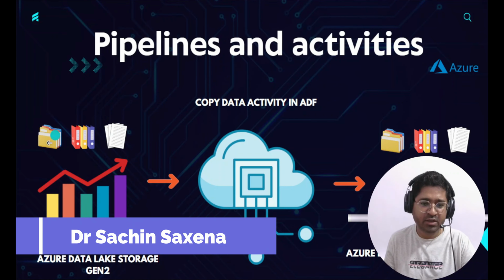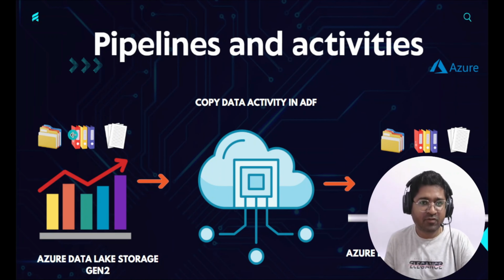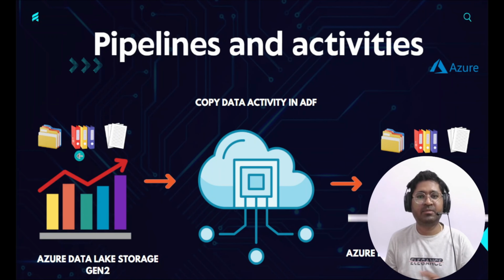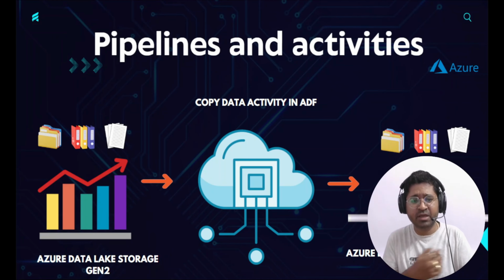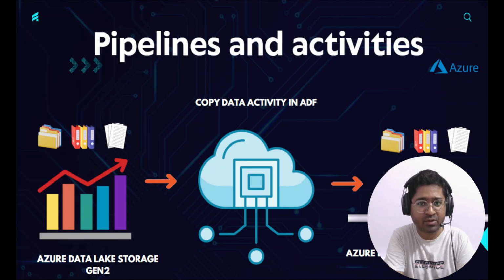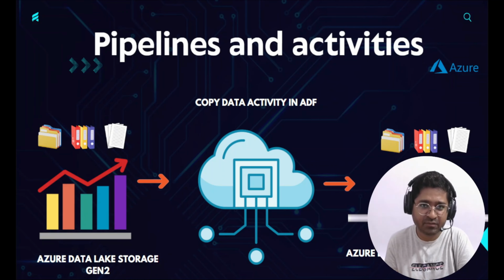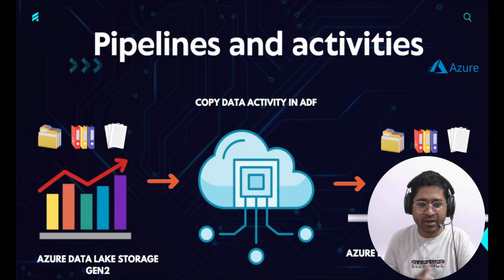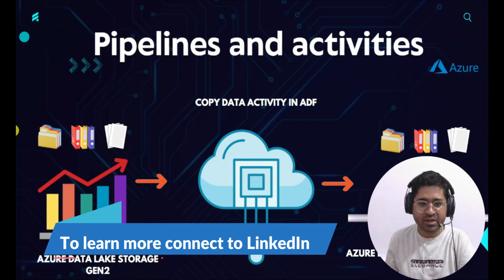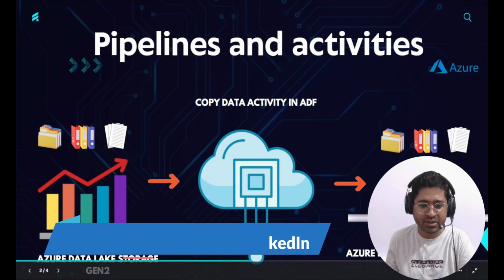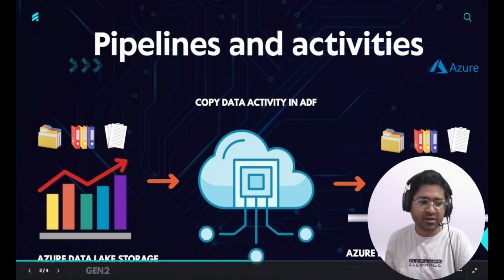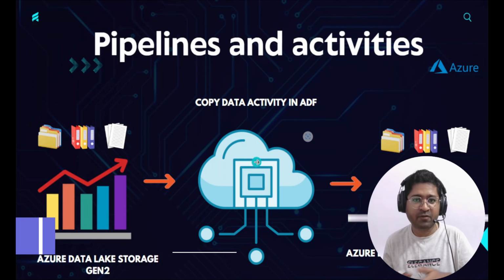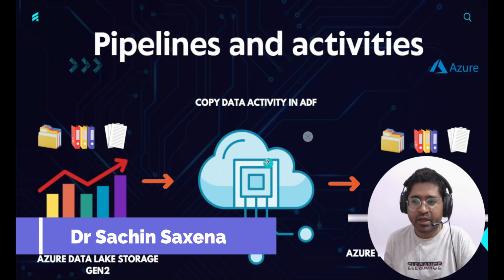Here you can see on the left-hand side I have so many files, so many datasets. This might be a structured dataset, an image, or blob storage, or it might be any text file or CSV, and I want to move this data from this data lake storage to another data lake storage. This is an entirely different location in my cloud storage. In order to perform this activity, I'll be using ADF.